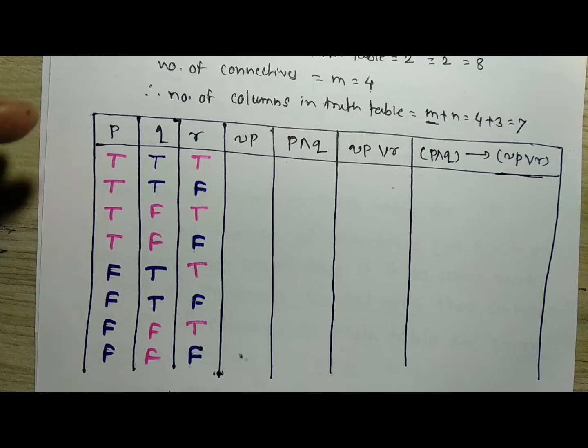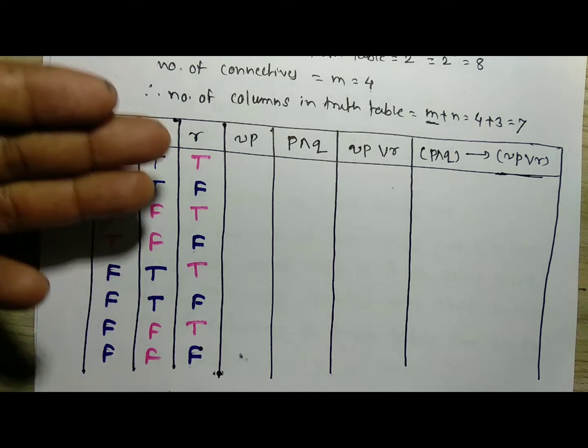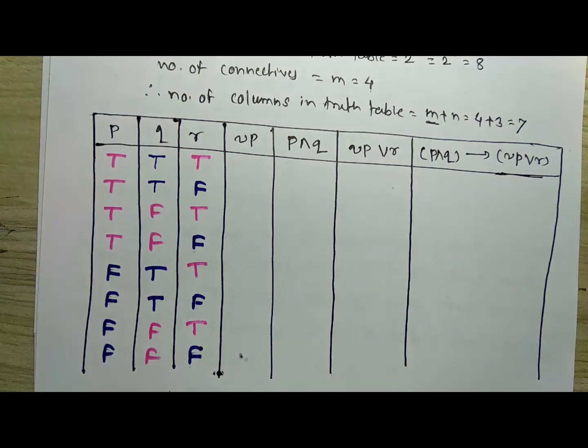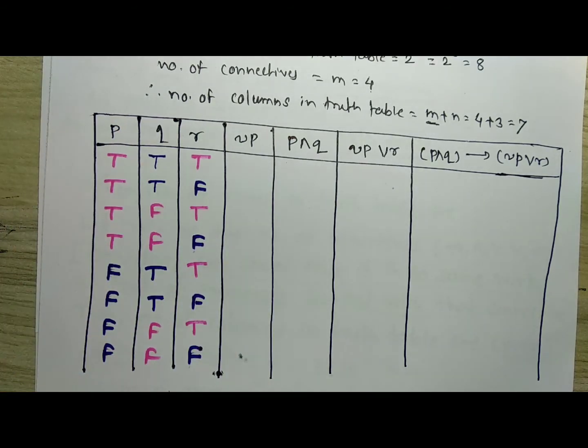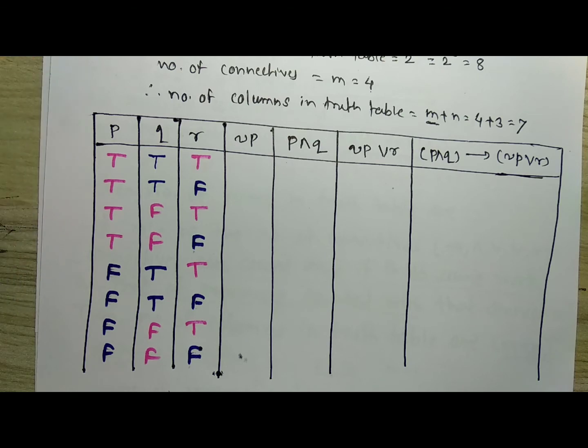The first prime component contains 4 true, 4 false. The second prime component contains 2 true, 2 false. Then the third prime component contains 1 true, 1 false. Similarly, you can get 16 rows. At that time, the first component contains 8 true, 8 false. The second component contains 4 true, 4 false. The third component contains 2 true, 2 false, and the fourth component contains 1 true, 1 false.